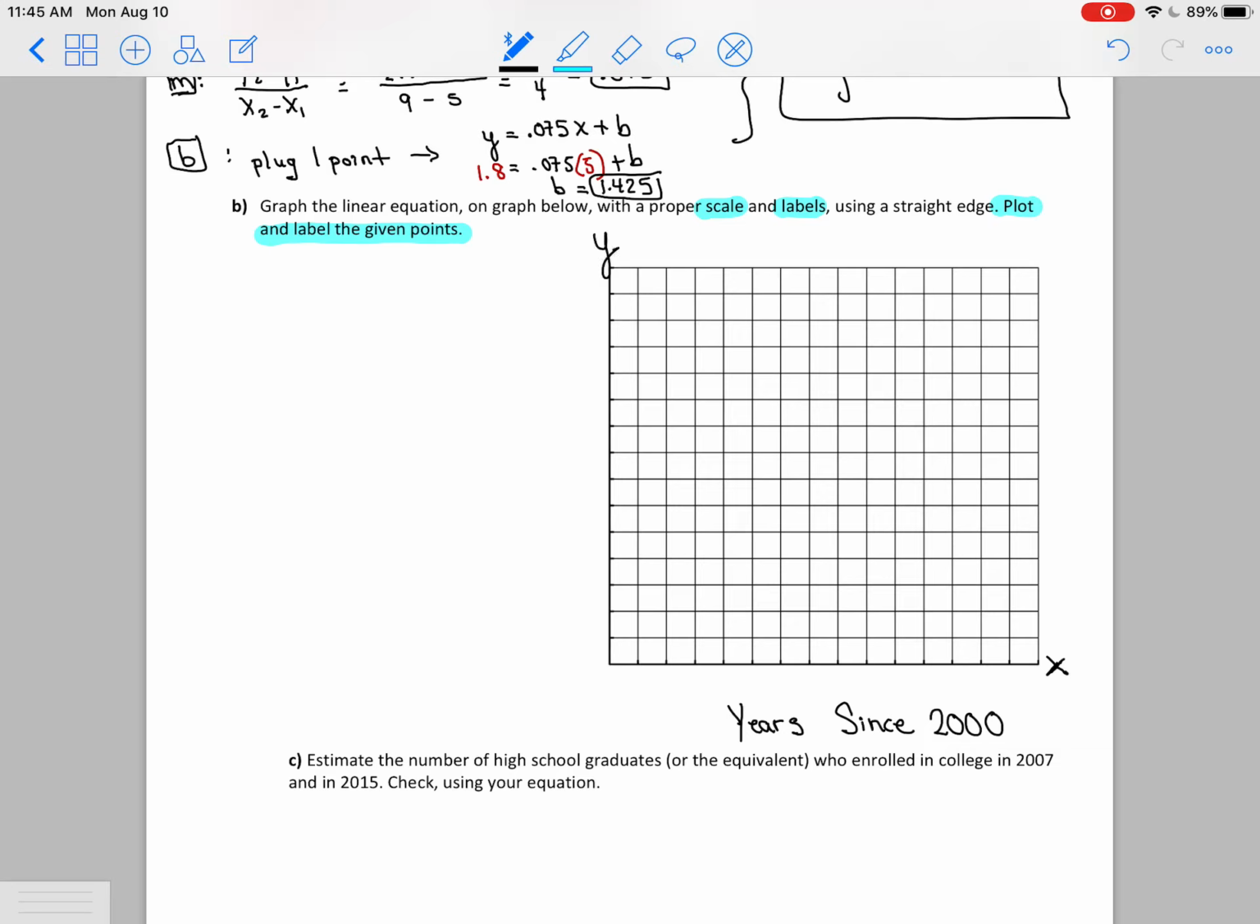Our y is always our vertical axis, and we already know that this represents the number of grads, of high school grads. And we try to put our units in. We know this is in millions, which is helpful because we don't want to have to put all those zeros in when we're trying to graph. That would be very difficult.